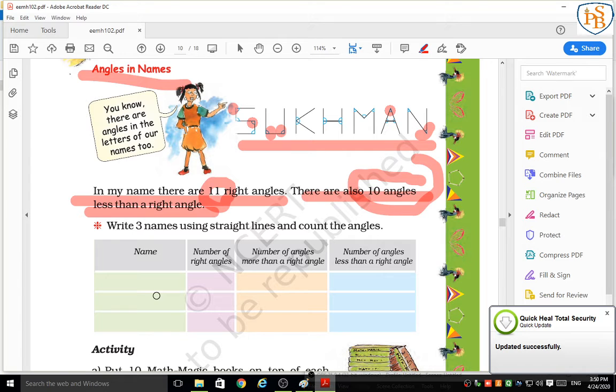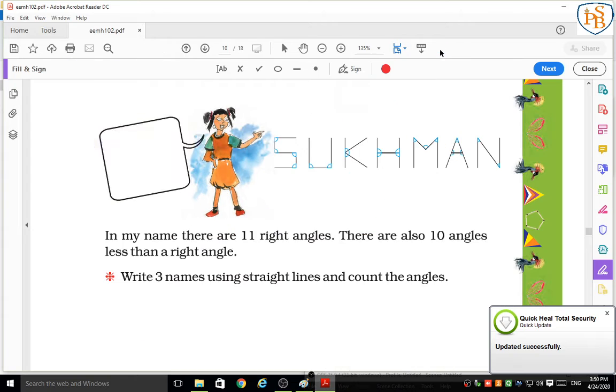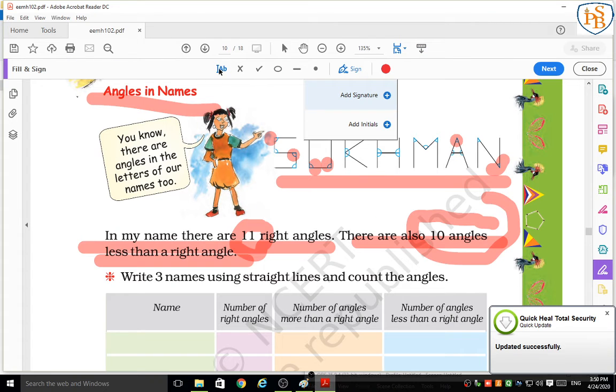So student, you just try to take your name, okay, and find out the different types of angles, right angle, less than right angle or more than right angle. So can you do it? Okay, I also want to give some names.